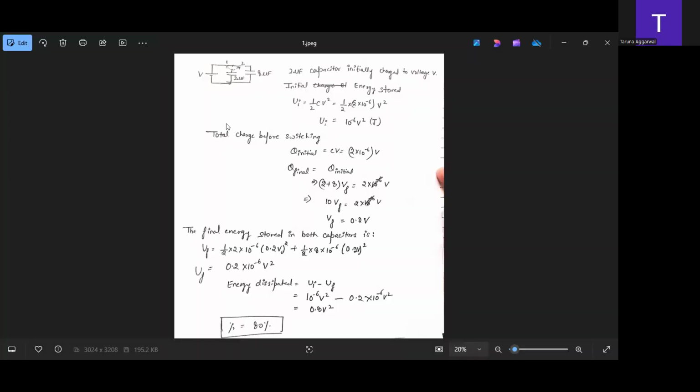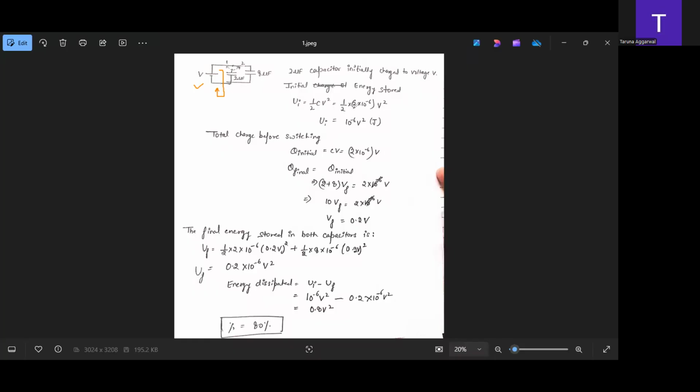This is the answer. I hope the screen is visible to you clearly. Now, on this screen, you can clearly see the circuit is initially at position 1, and this is the initial circuit which is working, right? Now, your 2 microfarad capacitor is initially charged to voltage V. This is the voltage V, right? So, the initial energy stored in the capacitor is half CV square.